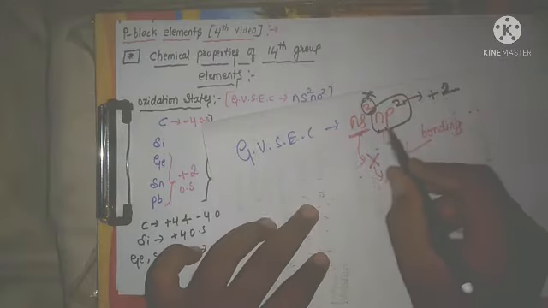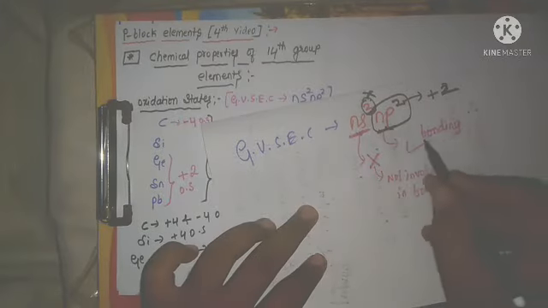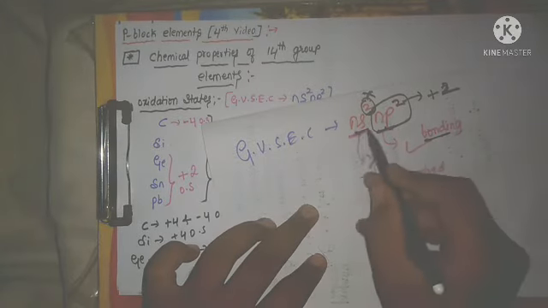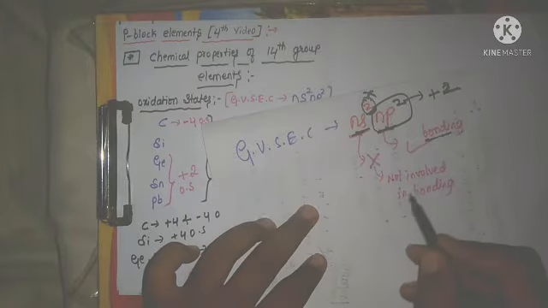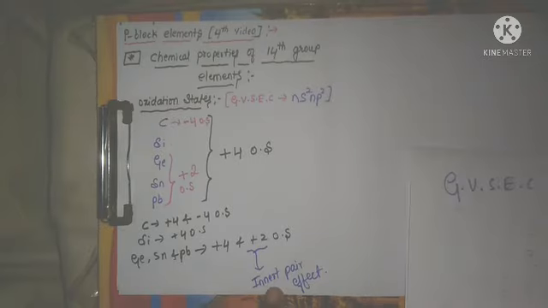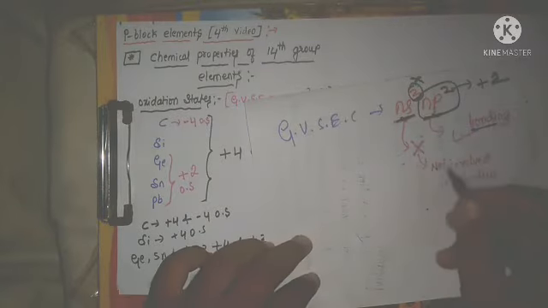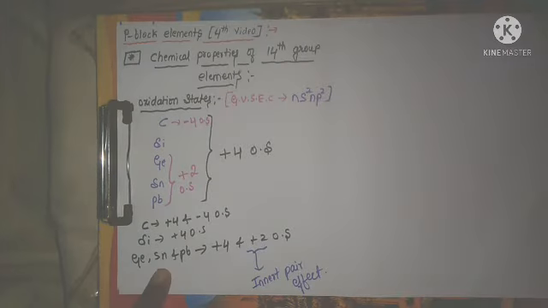Therefore, when only the p electrons are involved in the bonding and the s electrons are not involved in the bonding, such an effect is called the inert pair effect. Because of this inert pair effect, germanium, tin, and lead show the +2 oxidation state also.